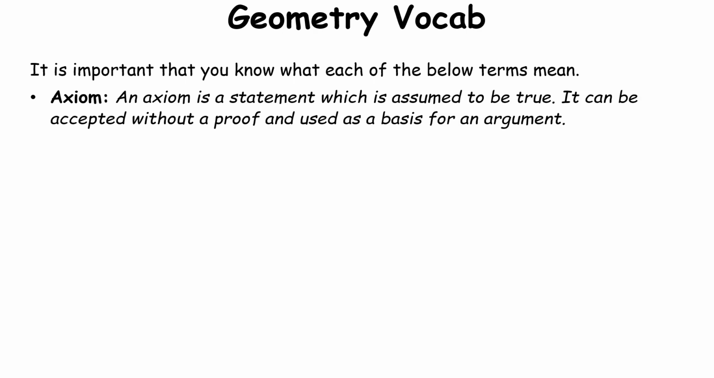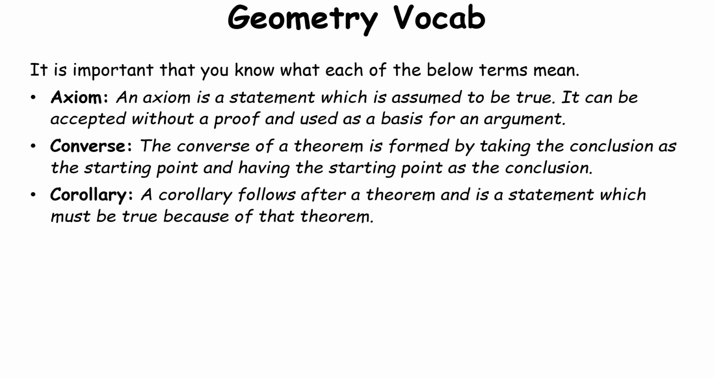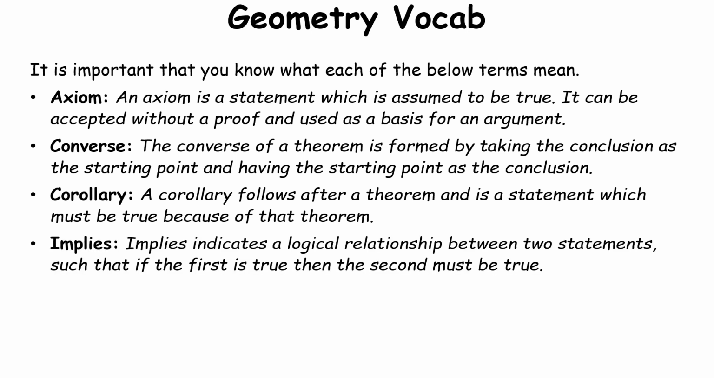Now let's work through some really important geometry vocab that you must know. You don't need to know these definitions off by heart, but you need to be able to explain them in your own words. An axiom is a statement which is assumed to be true. It can be accepted without a proof and used as a basis for an argument. Converse means the converse of a theorem is formed by taking the conclusion as the starting point and having the starting point as the conclusion. We'll see a bit more about converse in the second geometry video, which deals with triangles. A corollary follows after a theorem and is a statement which must be true because of that theorem.